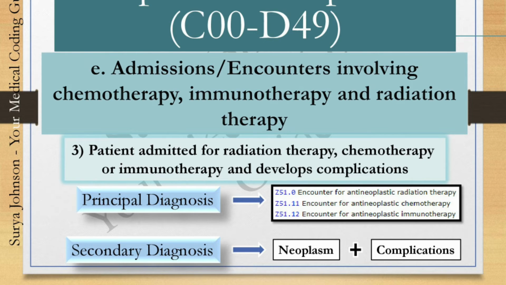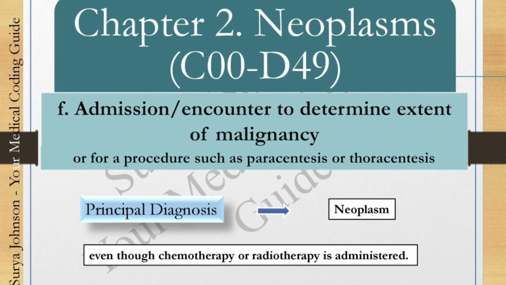The next one, F, admissions or encounter to determine extent of malignancy or for a procedure such as paracentesis or thoracentesis. So, the patient's admission or the encounter is to determine the extent of malignancy. Extent of malignancy means how far the malignancy has gone, like how far the malignancy has spread. So, the principal diagnosis will be the neoplasm.